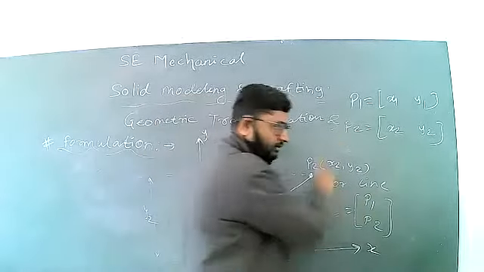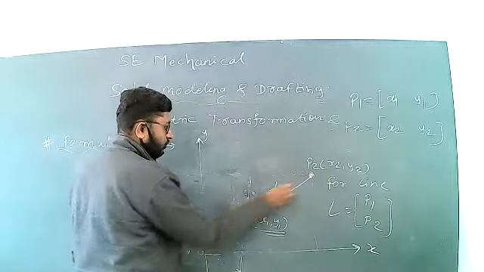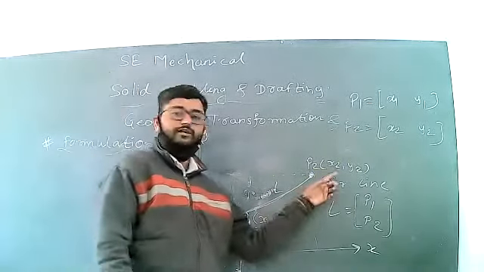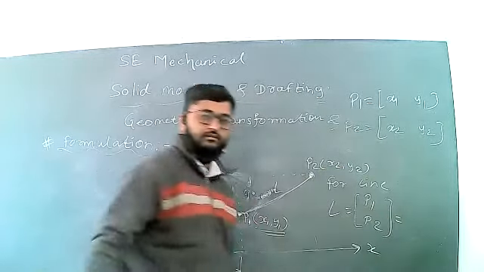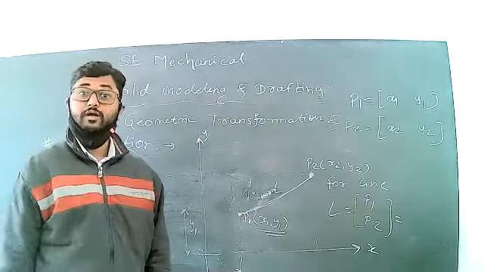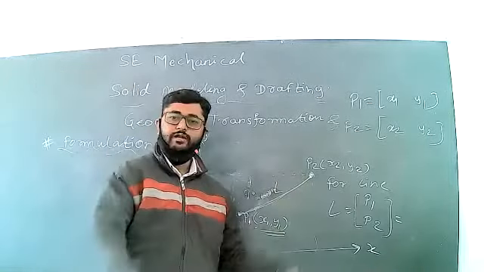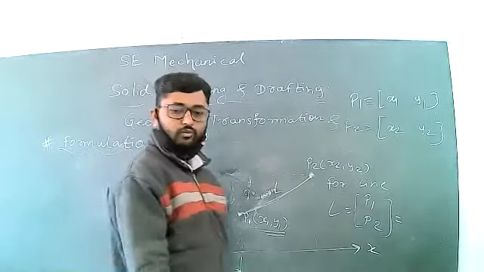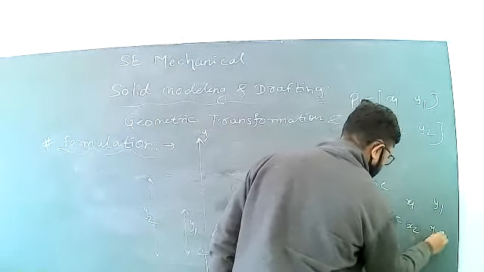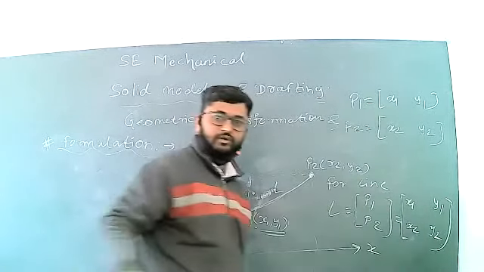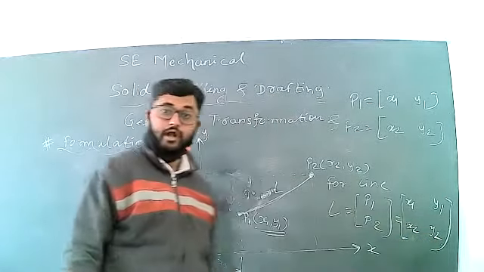That is, line L is equal to P1, P2, because this line is formed due to joining these two points, point P1 and point P2. So line L is equal to P1, P2 in terms of matrix form. What are the coordinates of P1? X1, Y1. And what are the coordinates of P2? X2 and Y2. Means in matrix form, represent this line as x1, y1 and x2, y2.